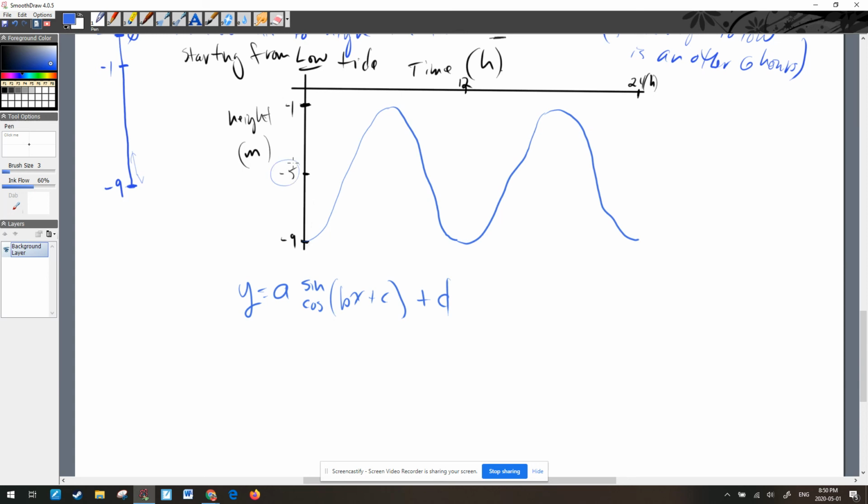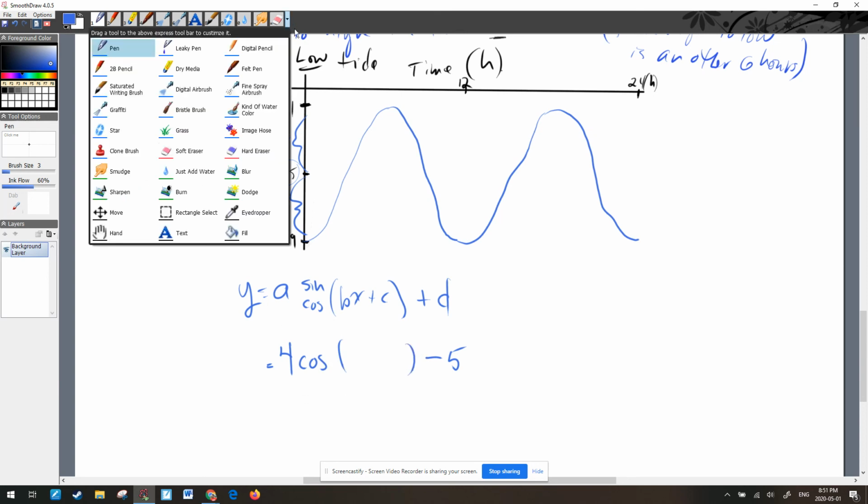Let's knock out the things in order. We know that the center line is -5. So we're going to need a -5 hanging off the back. And then we can see what is the amplitude. From the center line to either the max or the min is a distance of 4. So I know that it's going to be 4. Now, it starts at the bottom, so it's not sine, which means it has to be cos.